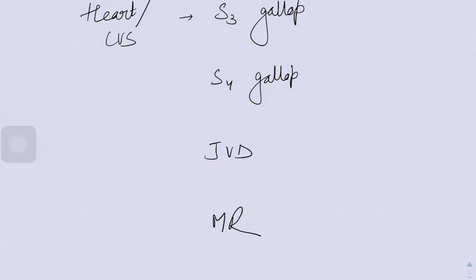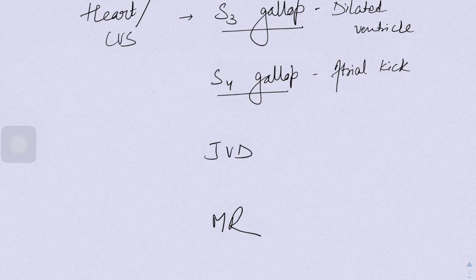First system is your heart, or the cardiovascular system. It can have four findings: the S3 gallop, the S4 gallop, JVD, or MR. S3 gallop. This is due to a dilated ventricle. This is the splashy sound, which is due to, yes, you're right, the dilated ventricle.